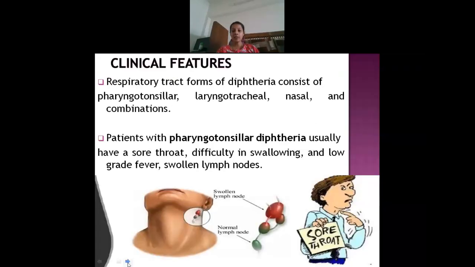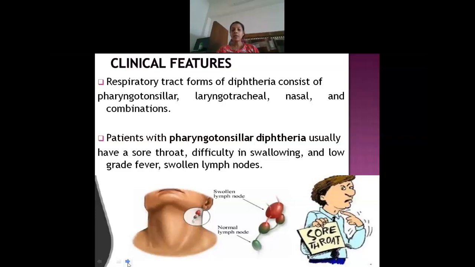Next is clinical features. Now, clinical features of diphtheria is most of the time, as I have told, the membranous formation is there in the larynx, pharynx, and even the tonsil. So, because of that, usually it is referred to as a respiratory tract infection. Okay, and it consists of pharyngotonsillar symptoms, laryngotracheal symptoms, nasal symptoms are commonly seen.